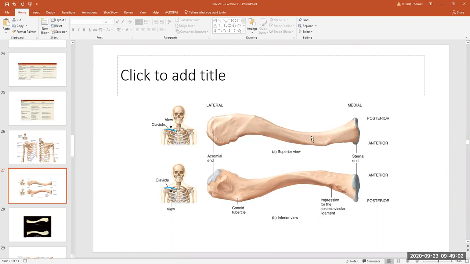I'm going to tell you how you know that in a second. You have to know the acromial extremity, the sternal extremity, and the conoid tubercle. That's what you have to know. That comes straight out of your Engage lab manual.